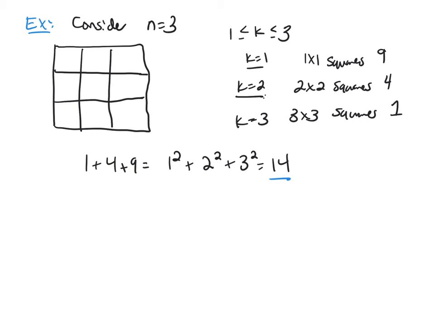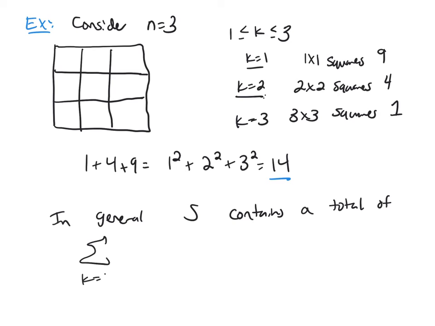So I'll say in general, S contains a total of a summation from k equals 1 to n, k squared, different k by k squares. So this pattern that we saw back here is what we always have.